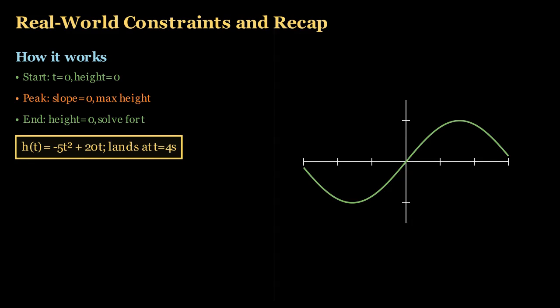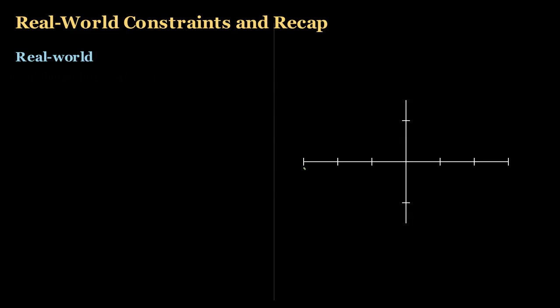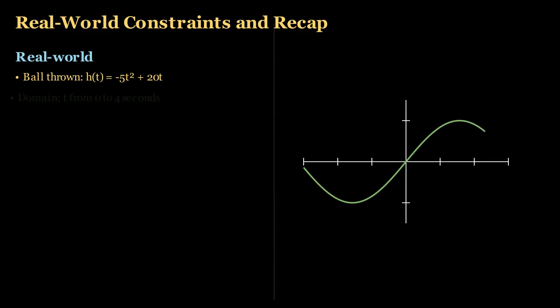Let's solve a concrete problem. You throw a ball with a height function h of t equals negative 5t squared plus 20t. First, when does it land? Set h of t to 0. Factor out 5t to get 5t times (4 minus t) equals 0. The solutions are t equals 0, the start, and t equals 4 seconds, the landing. So the real-world domain is all t from 0 to 4.